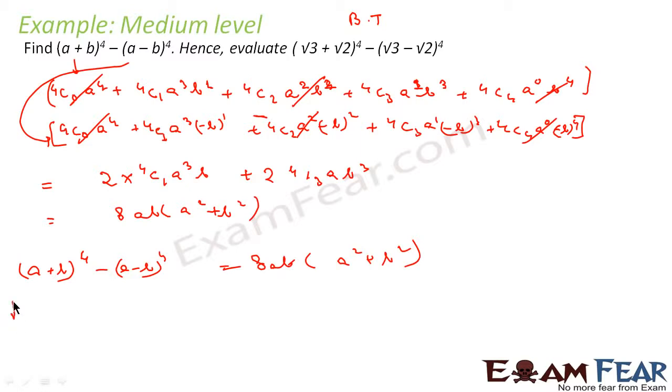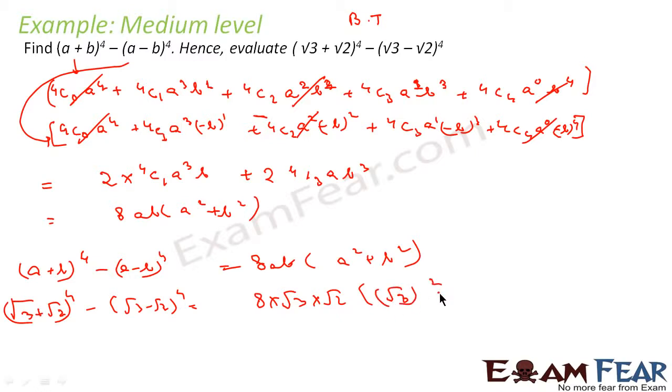Now when I say (root 3 plus root 2) to the power 4 minus (root 3 minus root 2) to the power 4, I am replacing a by root 3 and b by root 2. So what I get, a is equal to root 3, b is equal to root 2, so 8 into root 3 into root 2 into (root 3 whole square plus root 2 whole square).